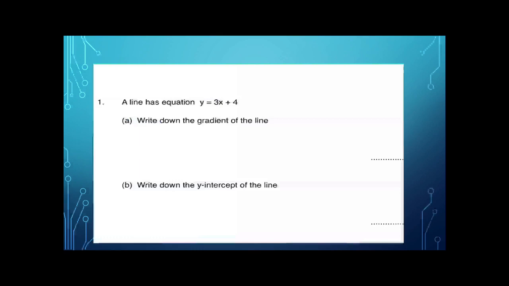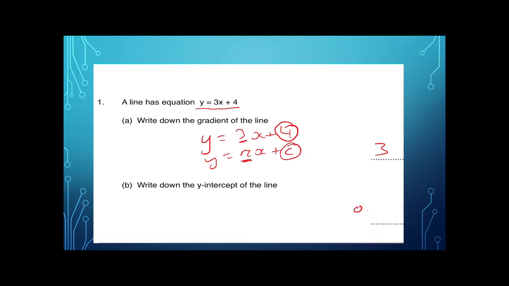Okay, question 1. A line has the equation y = 3x + 4, and it says write down the gradient of the line. Well, as we can see, this is in the form y = mx + c, and the m is the gradient. So the gradient is 3, and the y-intercept, that's indicated by the c value there. So the coordinates of the y-intercept are (0, 4).